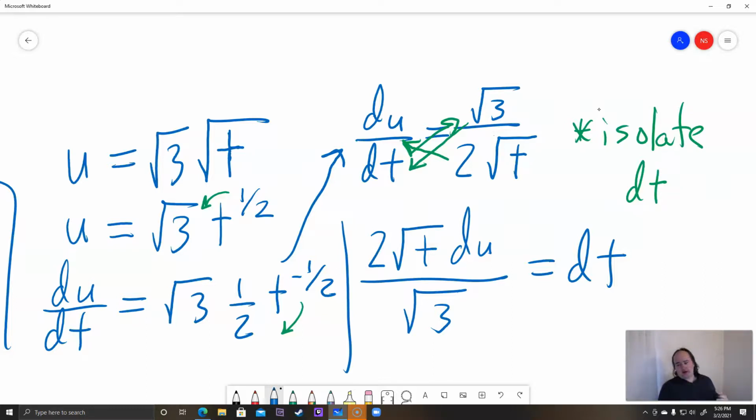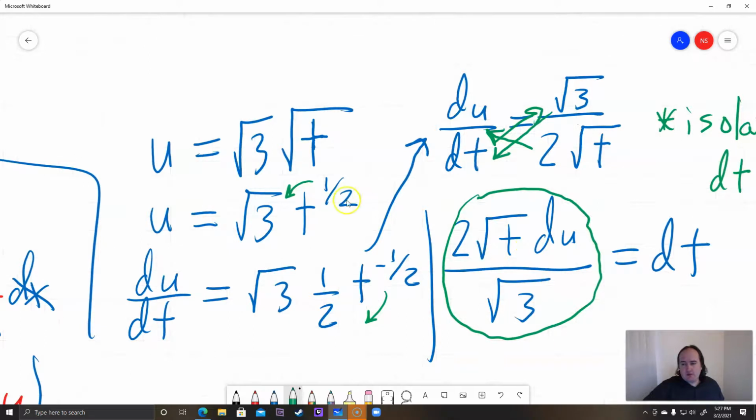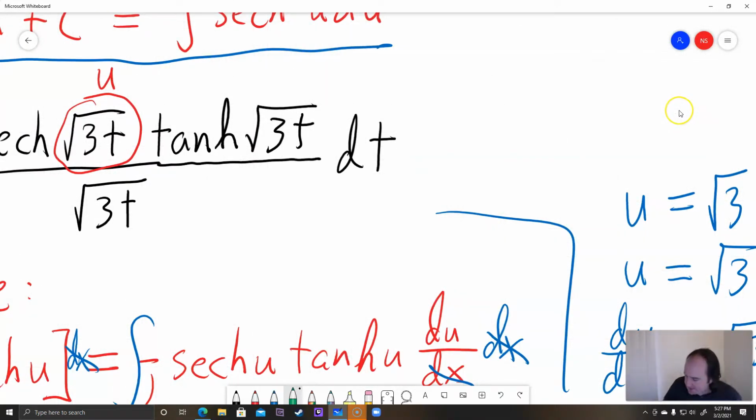And if you can't do all that fraction stuff at once, you can also write it out in multiple steps. But the basic idea is this denominator is going over here, so that's how we got a 2 root t on the left side. This denominator went over to the right side, so we got a dt there. And then this numerator, this root 3, moved down here. So we're really just cross-multiplying, and also dividing both sides by root 3. But now we've isolated dt, so we can plug in this huge mess for dt in the original problem. So we got 2 root t du over root 3, and we're going to plug that in for dt. And then you'll see a bunch of stuff is going to cancel out.